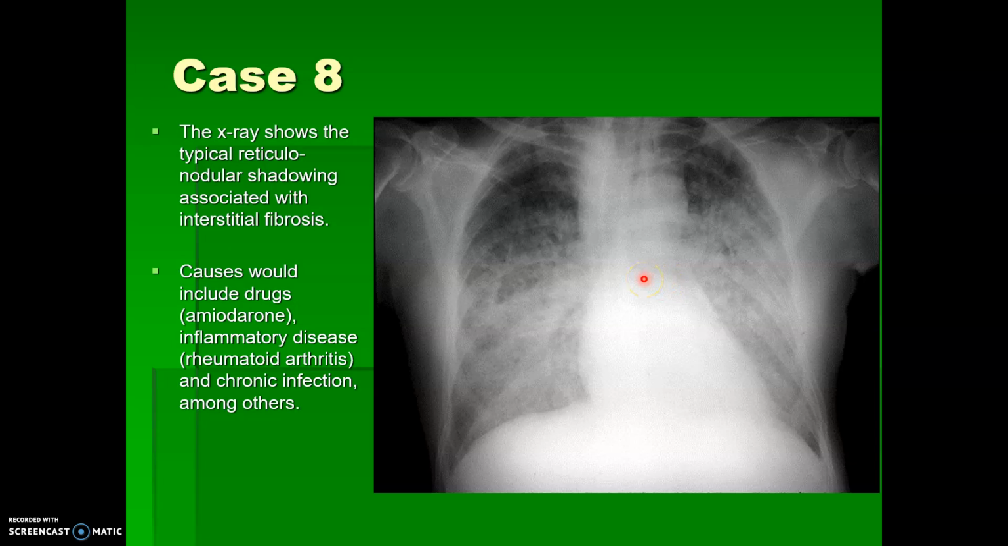Some causes of interstitial fibrosis include drugs like amiodarone, inflammatory diseases such as rheumatoid arthritis or even SLE, and also it can be seen in some chronic lung infections like tuberculosis as well.